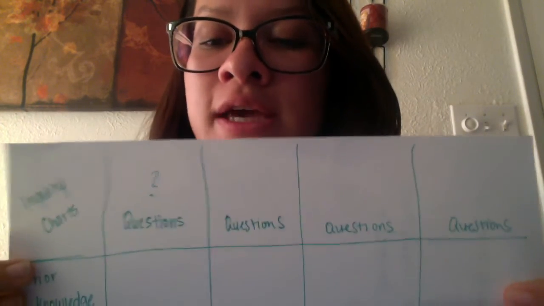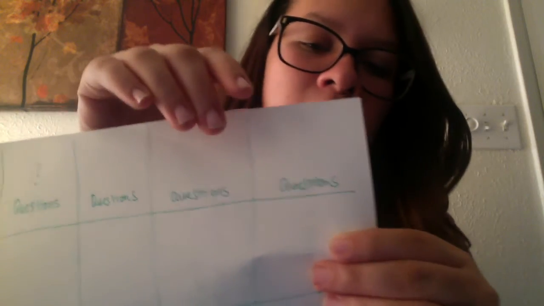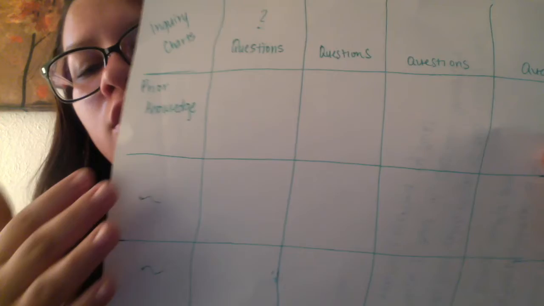So this is a quick example of what an inquiry chart looks like. The questions would be on the very top, and on the side you would put any prior knowledge that you have of the content or of the text that you just read.